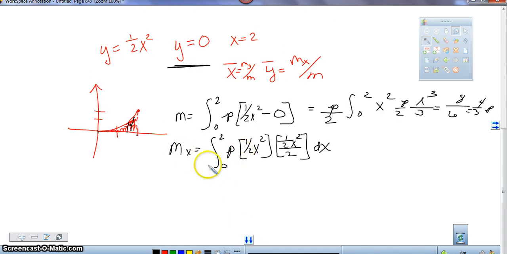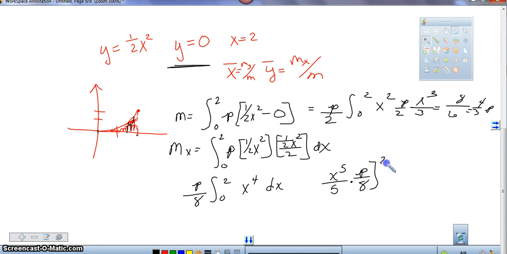I would move all that out front. You'd have 0 to 2, you have rho here. This would become 1/4, right? And a half, so that'd be over 8. x to the fourth dx. And so you'd get x to the fifth over 5 times rho over 8. And if you put in 2 to 0, 0 is going to be 0. So you get 32 over 5 times rho over 8, which is 4 rho over 5.